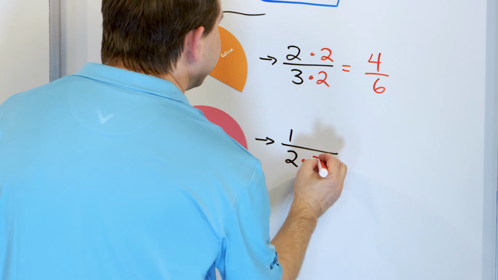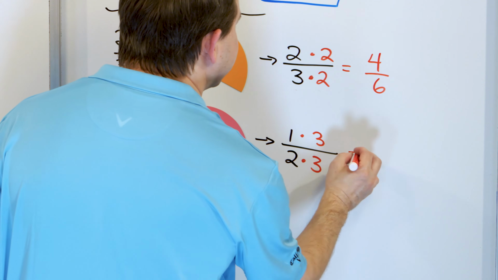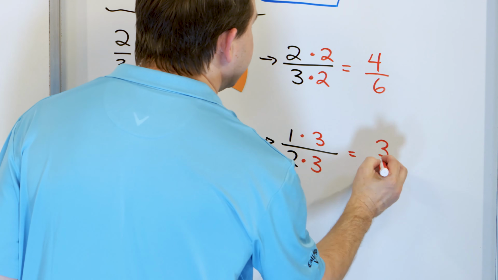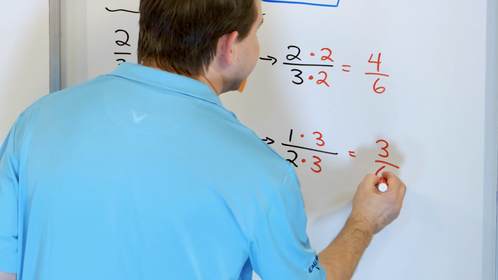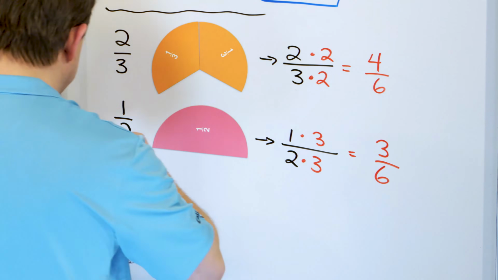Here, I'm going to multiply this one times 3 and this one times 3 because, again, on the top will be 3, and on the bottom, 2 times 3 is 6. So now I have a common denominator, both of 6.